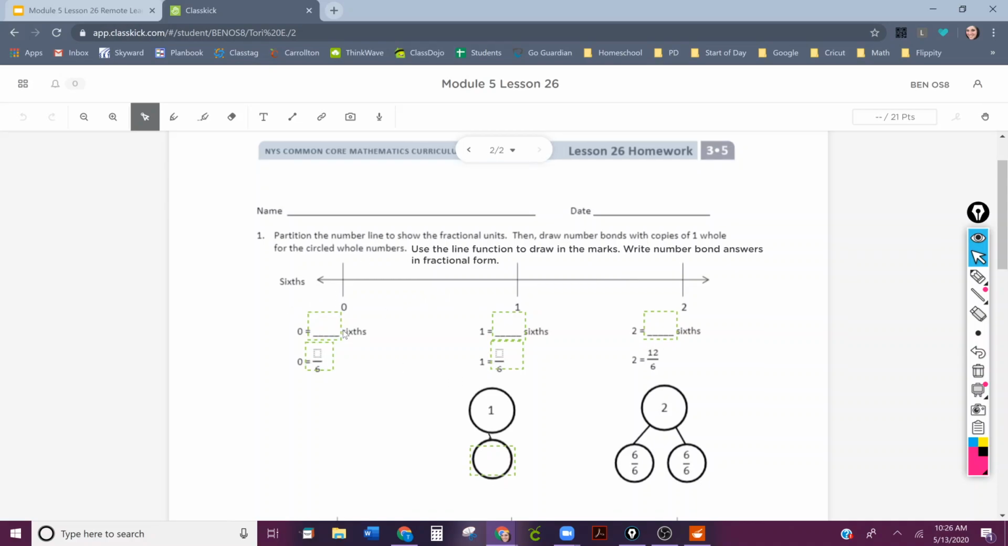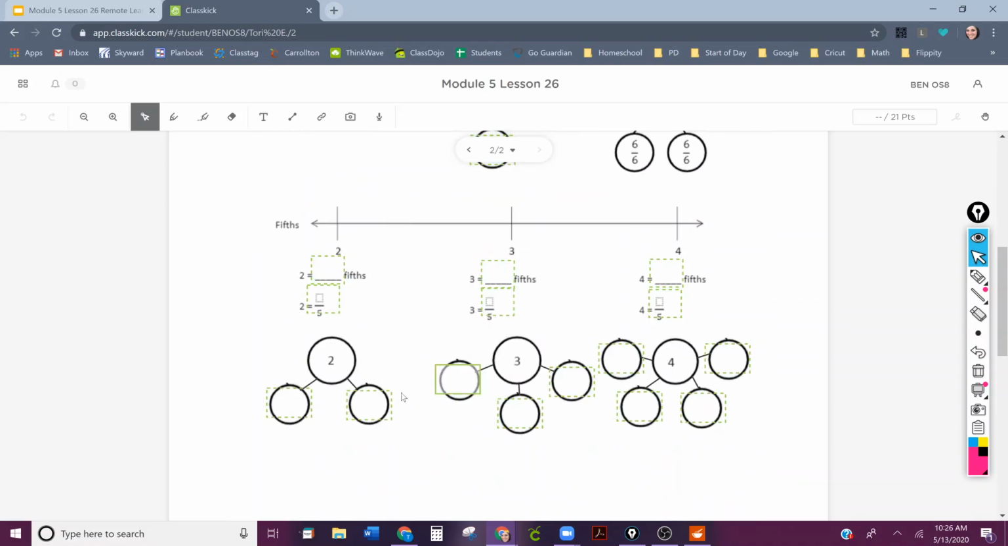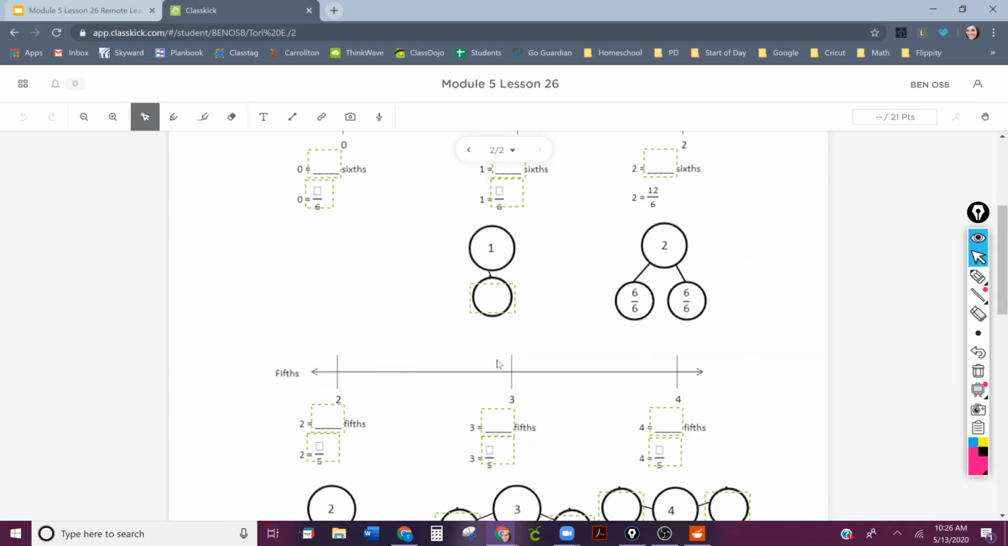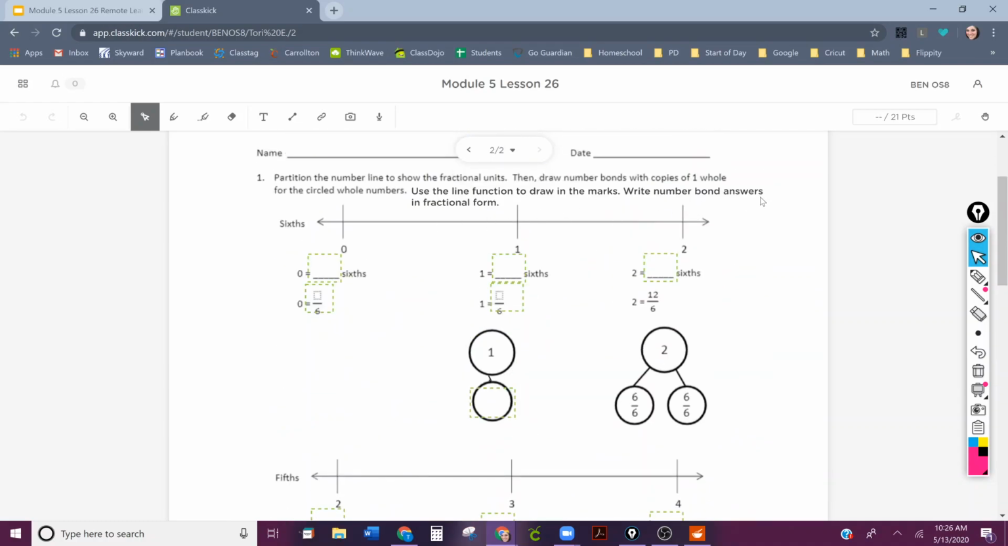So you're going to do the same thing. You'll have sixths and fifths. Okay, so first partition your number line or break it up into parts. Then label each of those wholes in unit form and fraction form, and then complete the number bond. Remember the number bond, your pieces, the top number and the bottom number need to be the same in order to represent one whole.